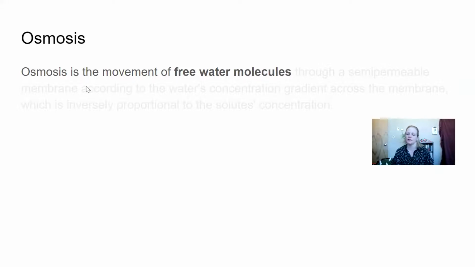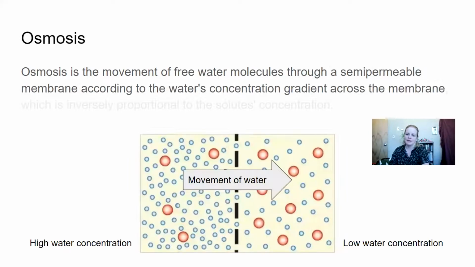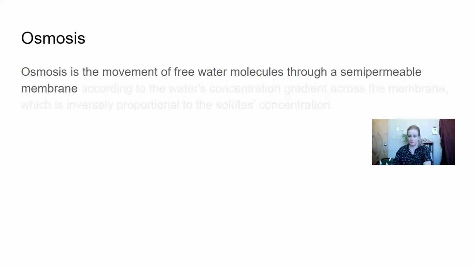So before, we talked a lot about solutes and ions and the stuff that's dissolved in water. But when we change gears and talk about osmosis, we're talking about only water molecules. That's one of the major components that make osmosis osmosis: we're talking about the diffusion of water molecules. If we're talking about diffusion, we can be talking about any substance, but osmosis, only water.